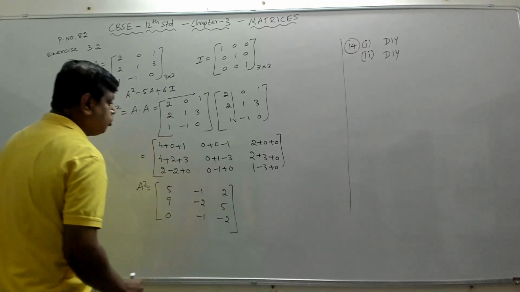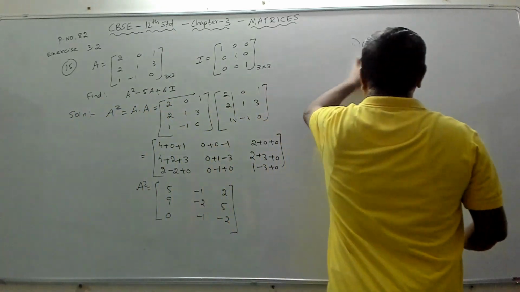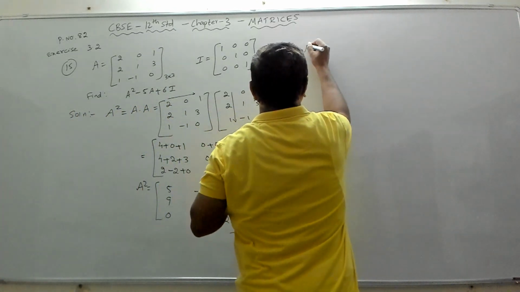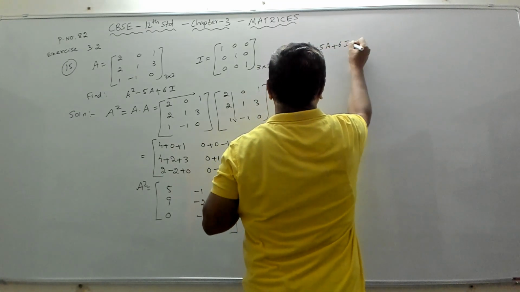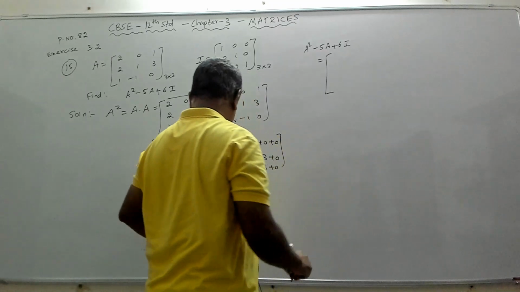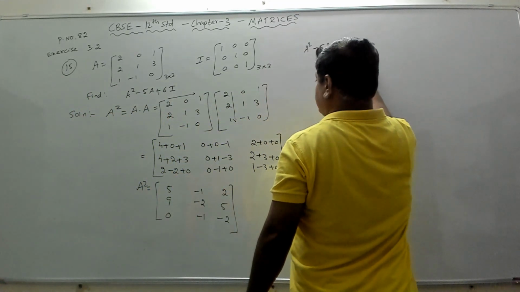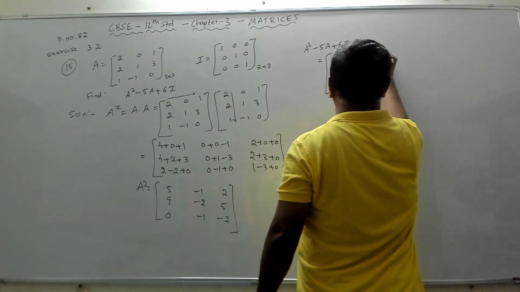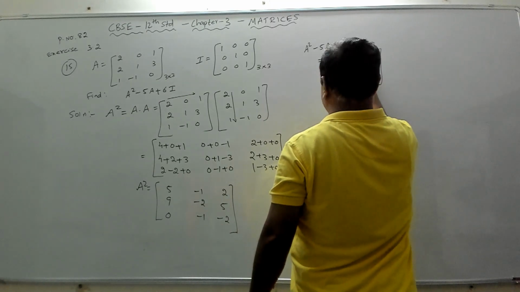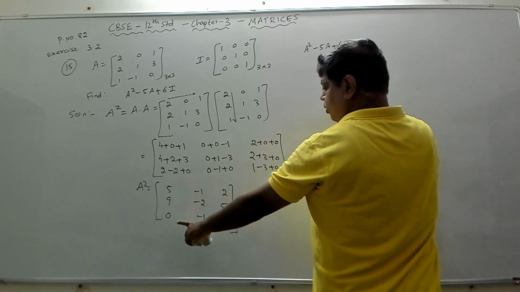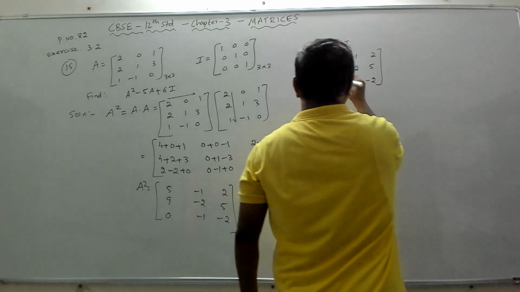Now we should find this value. So that is A square minus 5A plus 6I. That will be equal to A square. A square is this matrix: 5, minus 1, 2, then 9, minus 2, 5, then 0, minus 1, minus 2. So that is my A square.